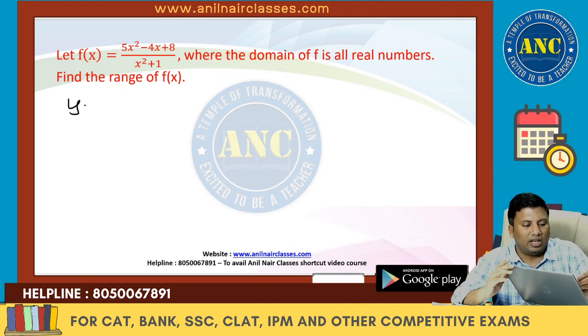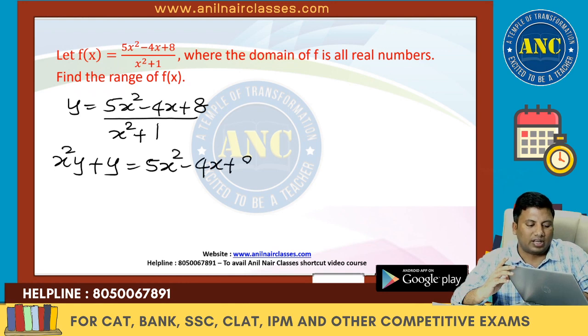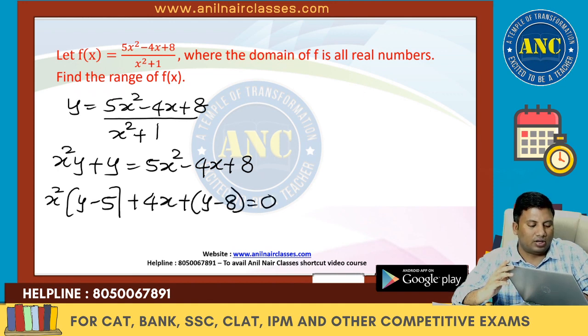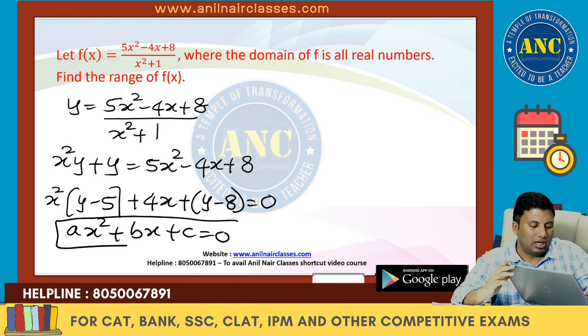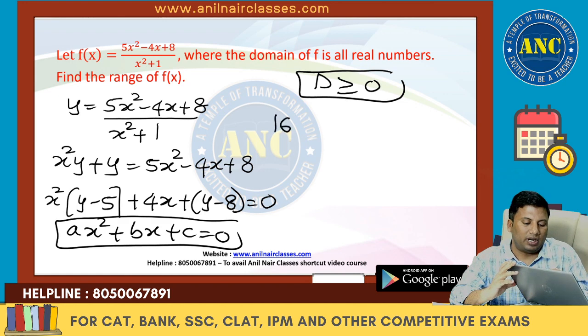Now it is y equals 5x square minus 4x plus 8 divided by x square plus 1. Cross multiply: x square y plus y equals 5x square minus 4x plus 8. x square into y minus 5, plus 4x plus y minus 8 equals 0. This is ax square plus bx plus c equals 0. Discriminant greater than or equal to 0. I hope it is clear.